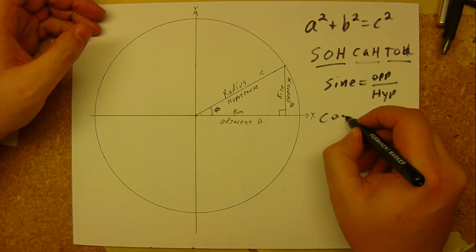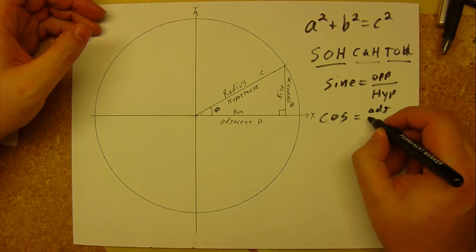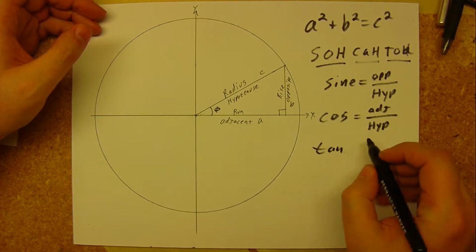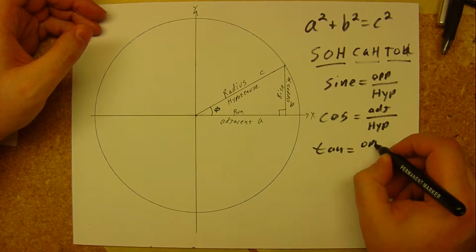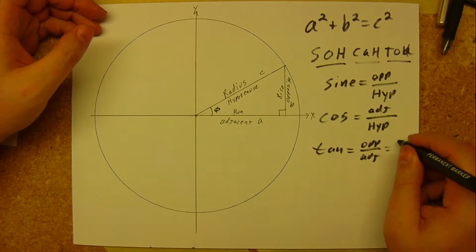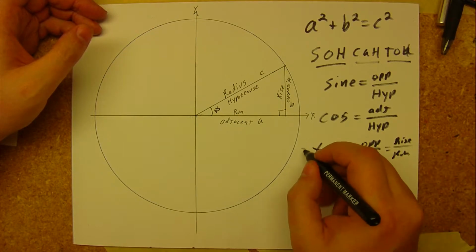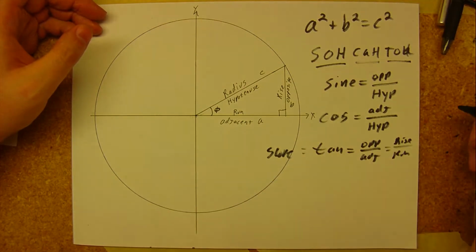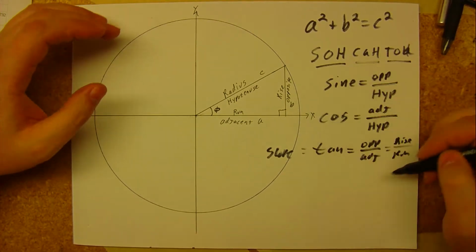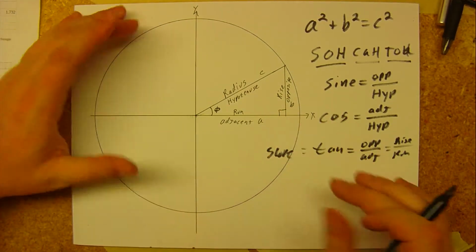the cosine is equal to the adjacent over the hypotenuse, and the tangent is equal to the opposite over the adjacent, which is also equal to the rise over the run, which is equal to the slope. So these all identify the relationship between this triangle and the circle.